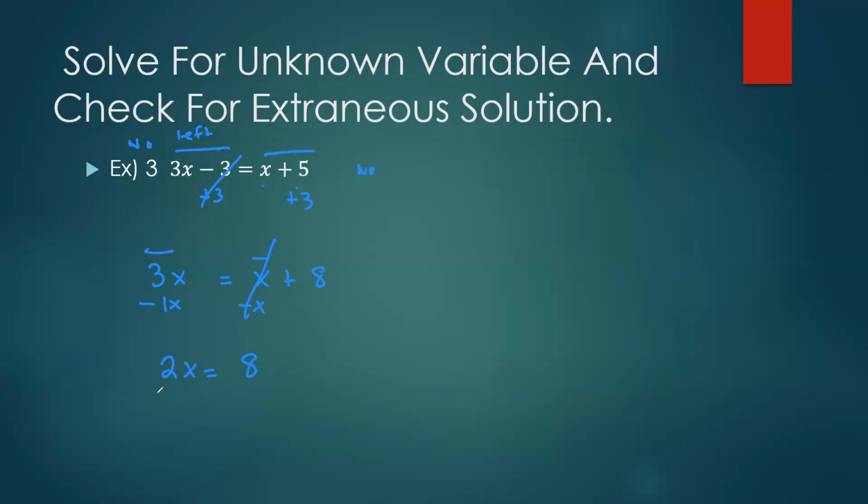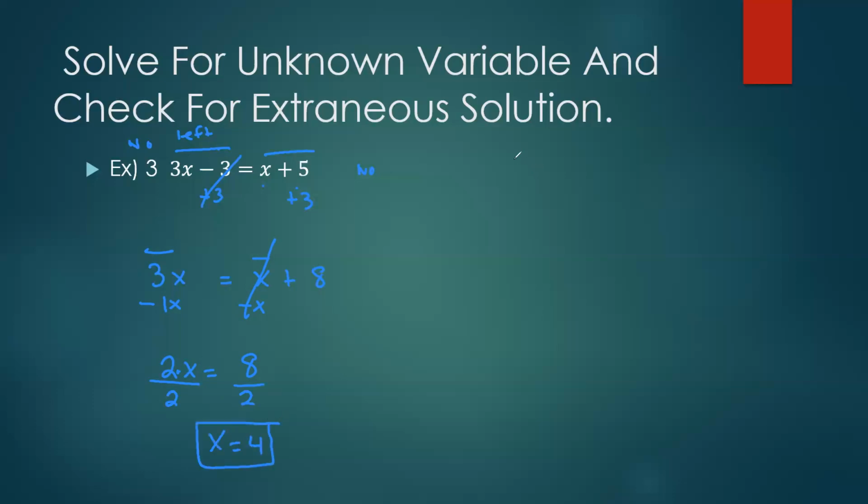And the last step, you want to solve for x, so I have to get rid of this 2. I just want to get rid of the 2, not the x. So this is multiplication. So I'm going to do the opposite of multiplication, divide. And I get x equals 4.